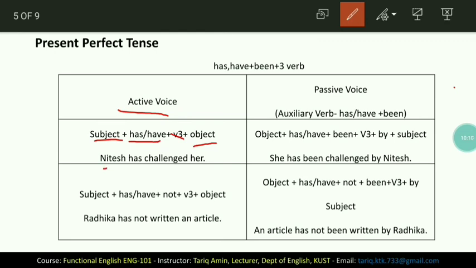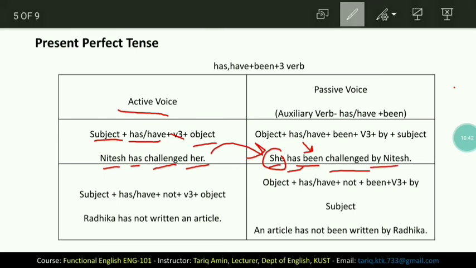Nitish is the subject. We have put has plus challenged. Challenged is the third form of the verb challenge, plus her. And its passive voice is she. We have changed the object into the subject. Her is the object in the active voice, and it becomes she in the passive voice. After that has plus been. We add been after has, and then the third form of the verb plus by plus Nitish.